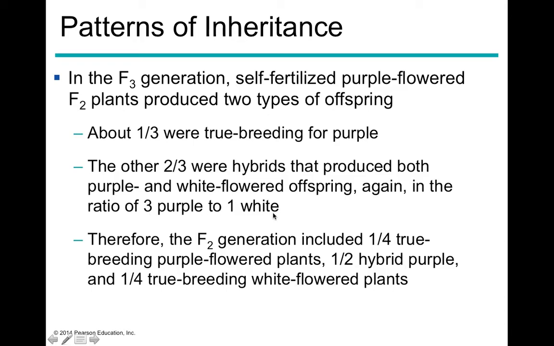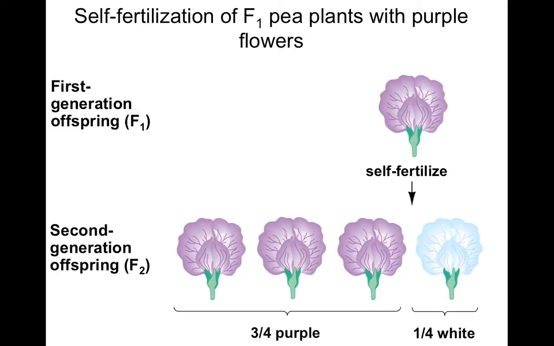Again, at that same ratio of 3 purple and 1 white. And so this was starting to become really interesting to him. Not only did it disappear, but then it would hide and then pop back up in other generations. And so he started questioning how that worked. But let me walk you through what I just told you with pictures if you're a visual learner.